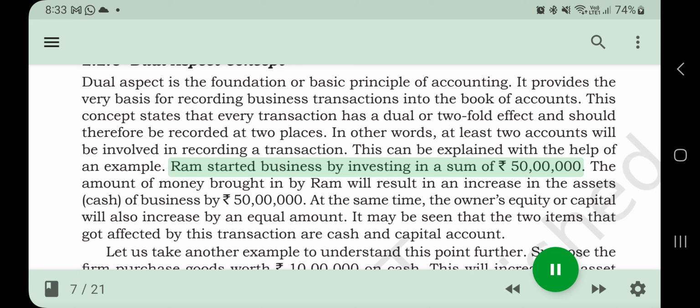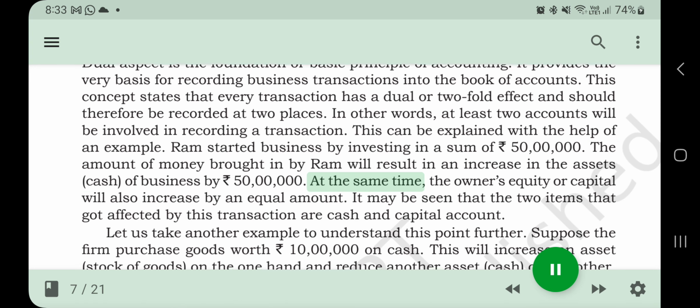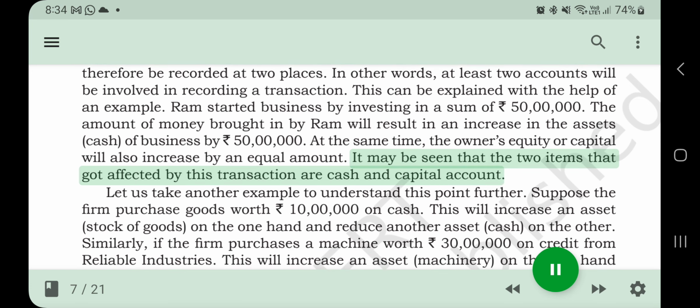Ram started business by investing a sum of $5 million. The amount of money brought in by Ram will result in an increase in the assets, cash, of the business by $5 million. At the same time, the owner's equity or capital will also increase by an equal amount. It may be seen that the two items that got affected by this transaction are cash and capital account.